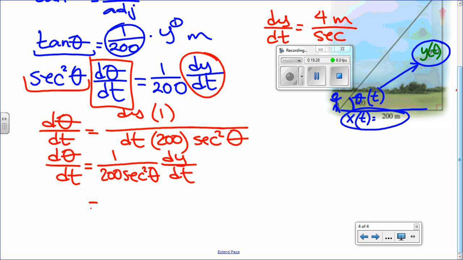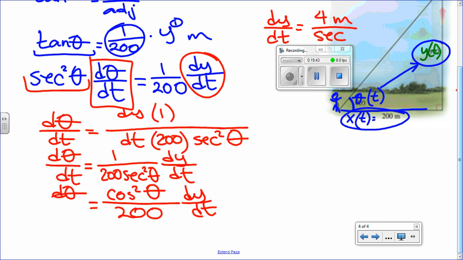So secant squared, it will be the same as cosine squared. I'm sorry, 1 over secant squared is the same as cosine squared. And we still have the 200 here, dy dt, d theta over dt.